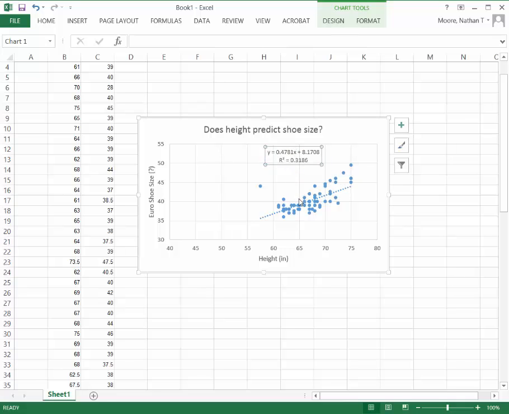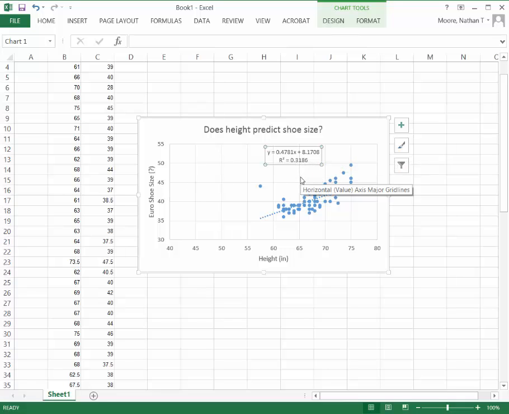Now, here's the only problem with this. I don't know what y is. I don't know what x is. I don't know what the units of 0.47 are, and I don't know what the units of 8 are. So this fit line is not a math model. It's not real. It's just the math line that describes these points. If I wanted to make this into a real equation, I would probably say shoe size equals 0.47 shoe size per inch times, I wouldn't use x, I would use height, plus 8.17 shoe size.